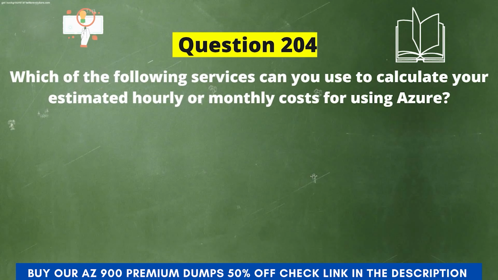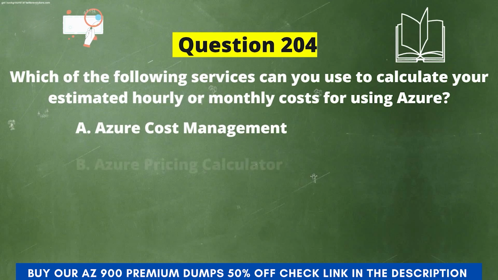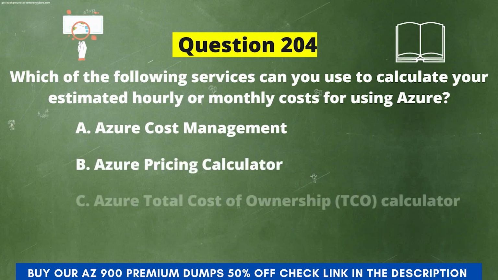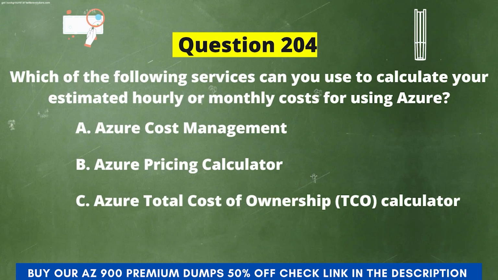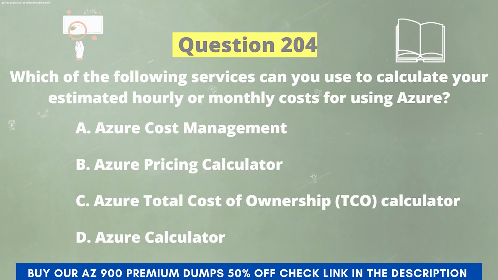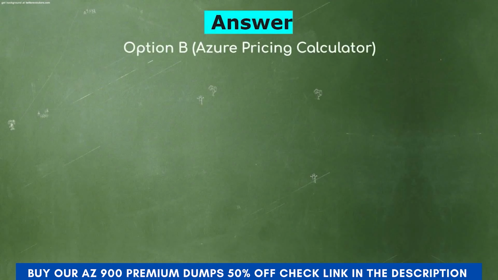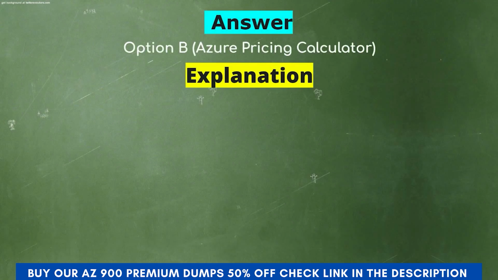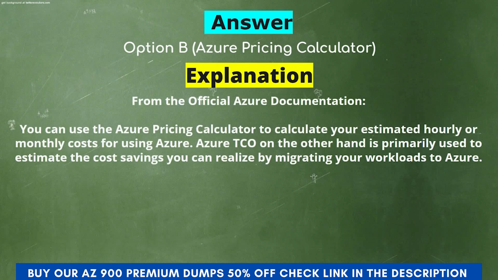Next question. Which of the following services can you use to calculate your estimated hourly or monthly cost for using Azure? And the options are A. Azure Cost Management, B. Azure Pricing Calculator, C. Azure Total Cost of Ownership TCO Calculator, D. Azure Calculator. And the correct answer is option B. Azure Pricing Calculator. Explanation. You can use the Azure Pricing Calculator to calculate your estimated hourly or monthly cost for using Azure. Azure TCO, on the other hand, is primarily used to estimate the cost savings you can realize by migrating your workloads to Azure.